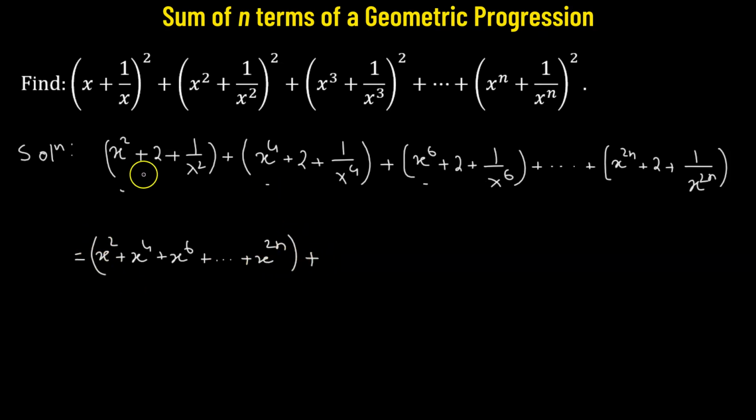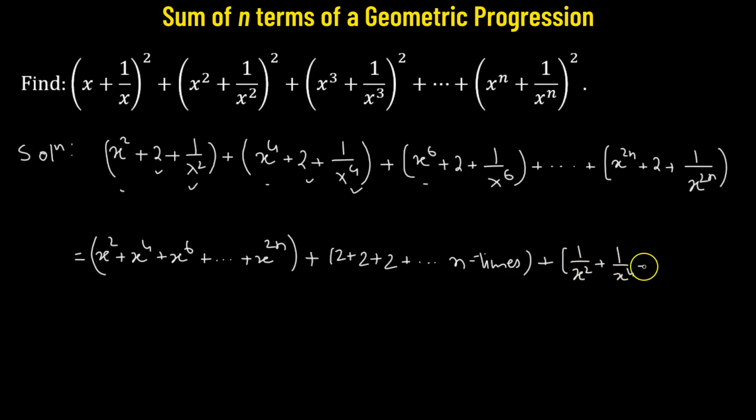This will be added to the second terms of each of the terms, which is 2. So we have 2 plus 2 plus 2 added to itself n number of times. Then we come and add the third term of each of the terms and combine it together to get 1 over x squared plus 1 over x raised to the power of 4 going all the way up to 1 over x raised to the power of 2n. Now we will see that each of these sums will be a geometric progression.